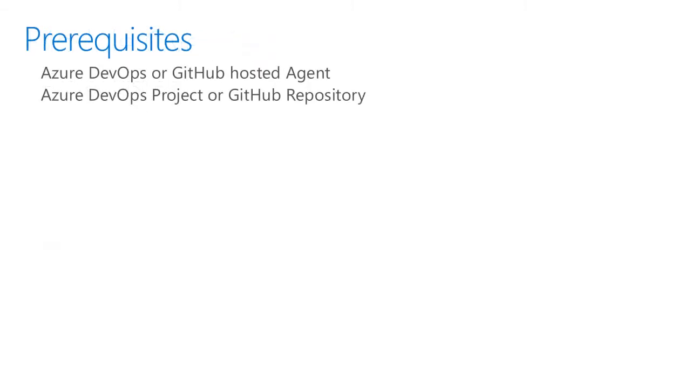So in this video, the only prerequisites outside of EasyRepro is that you have an Azure DevOps or GitHub hosted agent, and you have an Azure DevOps project or a GitHub repository.